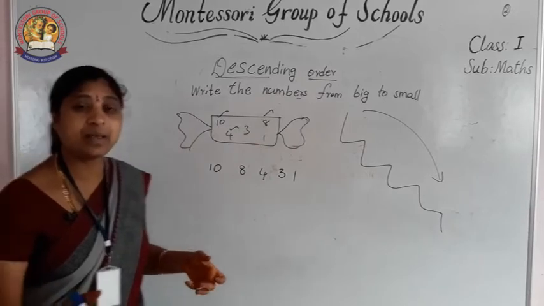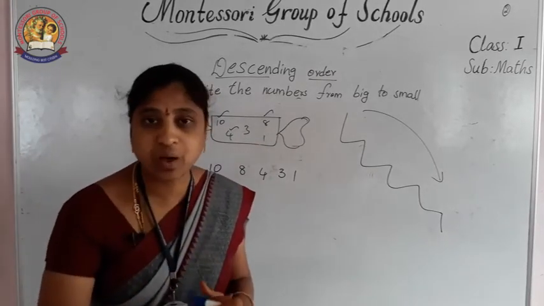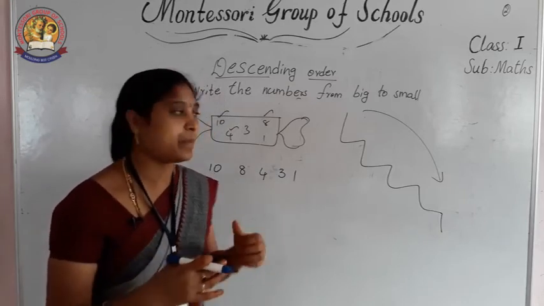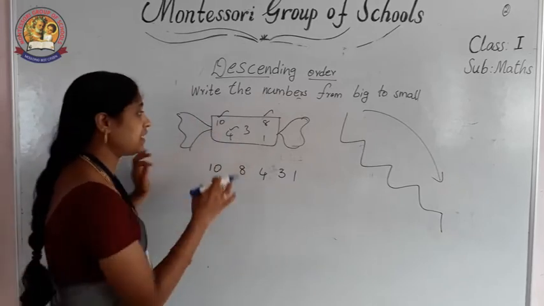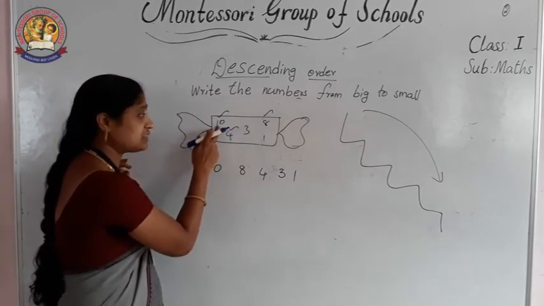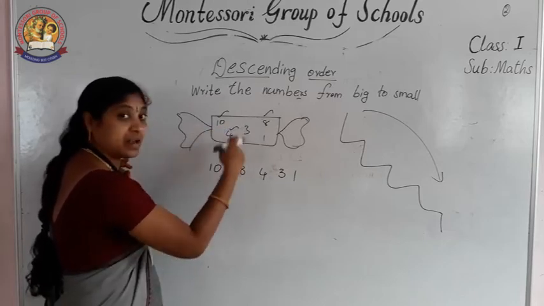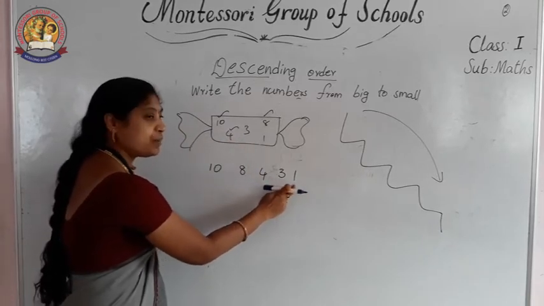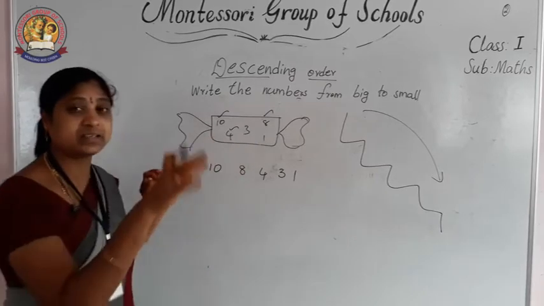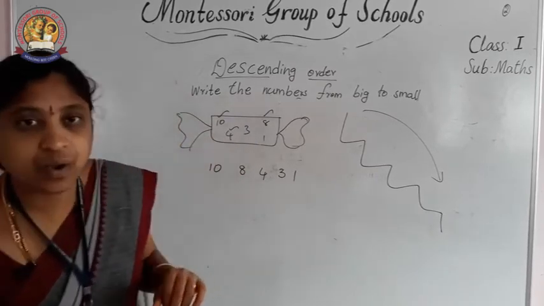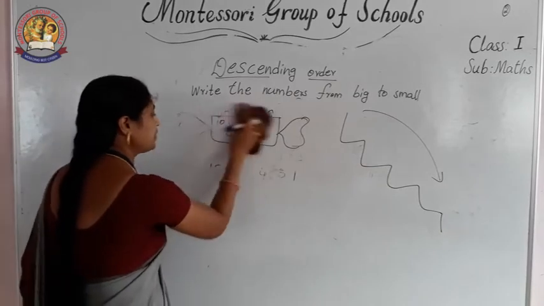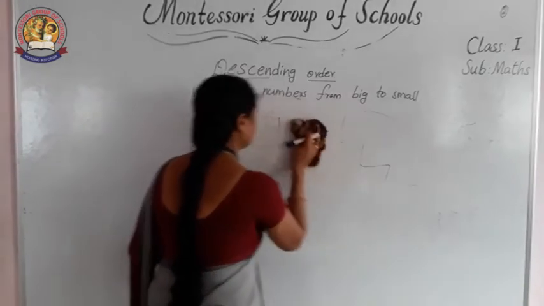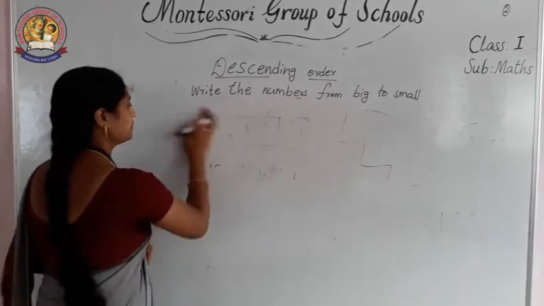In descending order, write the numbers from big to small. First of all, select the big number. In this chocolate, which is the biggest? 10. Right, here 10. Next number 8, next 4, next 3, 1. This order is descending order. Now put the numbers in descending order.